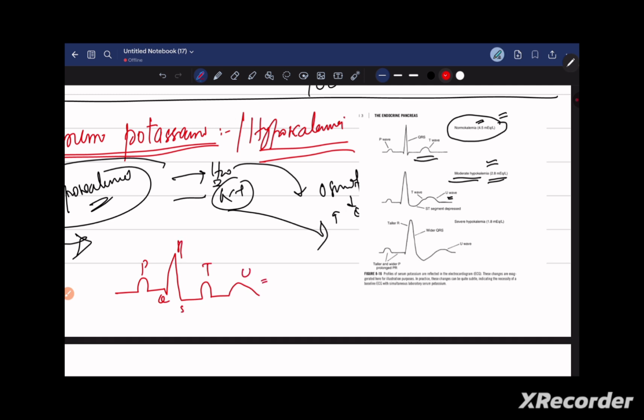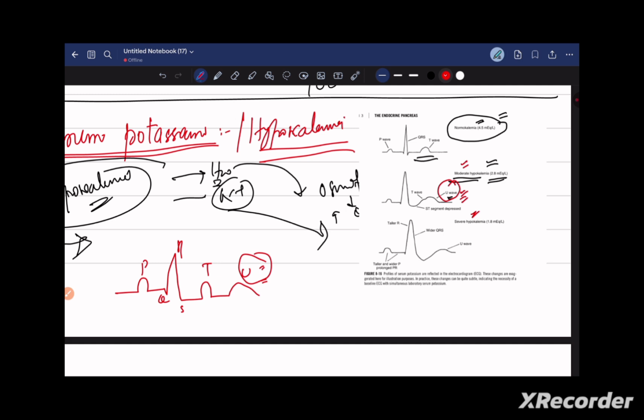What is the U wave? The U wave occurs because of the delayed repolarization of the papillary muscles. Okay, when there is delayed repolarization of the papillary muscles, there is the presence of a U wave. So this is for your examination point of view. In DKA patients, when there is hypokalemia, whether it is moderate or severe, you will see the U wave. Okay, this is the pathological U wave. Why does the U wave occur? Because of the delayed repolarization of the papillary muscles.